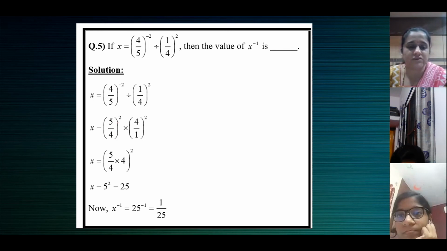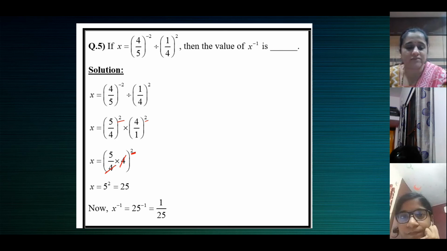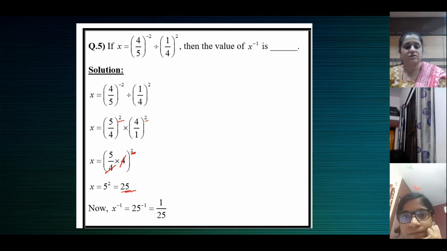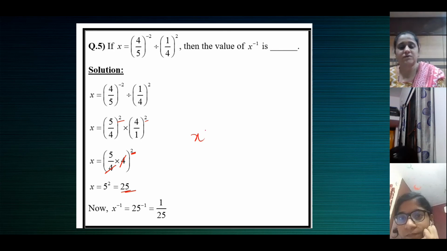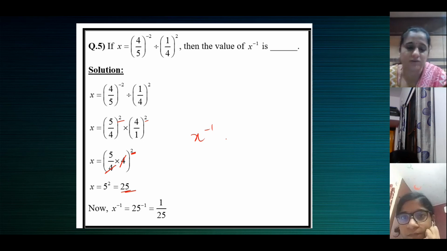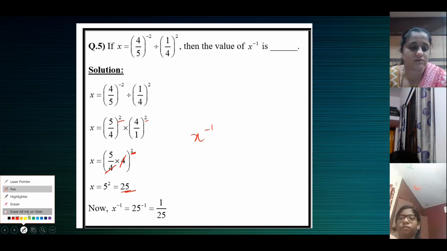Bases are different, but the powers are the same. So we multiply the bases, 5 by 4 into 4 by 1, which is 4, right? And raise them to the same power. And 4 and 4 cancel. 5 square is 25. So x to the power minus 1 is 25 to the power minus 1, which is 1 by 25.